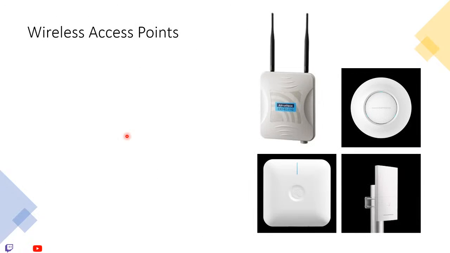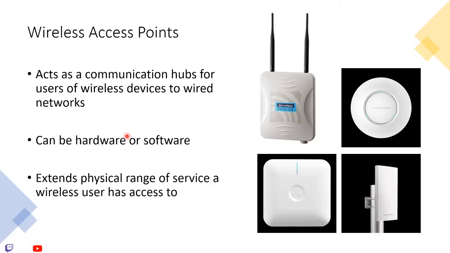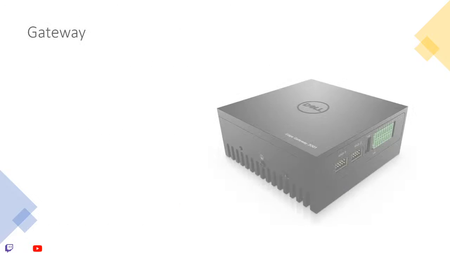Wireless access points act as a communication hub for users of wireless devices to a wired network. Can be hardware or software. Extends the physical range of service a wireless user has access to. Provides heightened security. So next one is gateway.